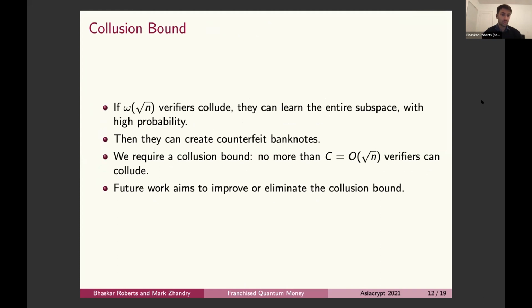Finally, our construction requires a collusion bound. So this means that we guarantee that our scheme is secure, but only if the number of colluding adversaries is O of square root n. What we find is that if multiple verifiers are dishonest, and if they collude and pool their keys together, they can learn quite a bit about the master secret key. And if there are more than square root n of them, they can learn the entire master secret key. So the collusion bound is a barrier to making this construction practical, but we believe it can be improved and even eliminated in future work.